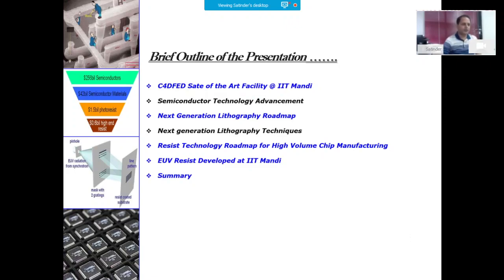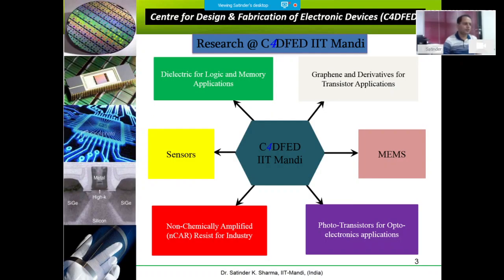I will give a little bit of introduction about the center, which is equipped with high-end facilities for device fabrication and design with a high-end tool set. Then I am going to talk about semiconductor technology advancement. After that, I will switch to the next generation lithography roadmap, which is one of the key parameters for advancement of technology. Next, I will talk about next generation resist techniques and the resist technology roadmap for high volume chip manufacturing. Finally, I will discuss EUV resist, which is a potential candidate for sub 20 nanometer or 10 nanometer technology node transistors for the semiconductor industry, which is being developed in IIT Mandi, and then summarize my talk.